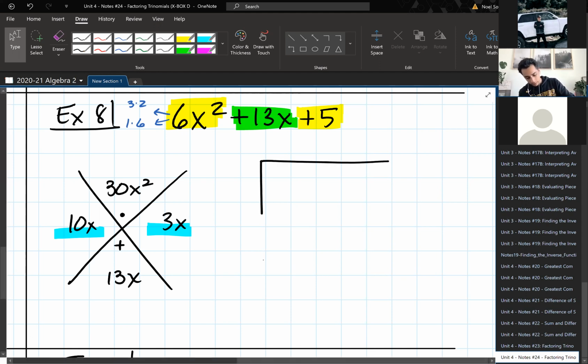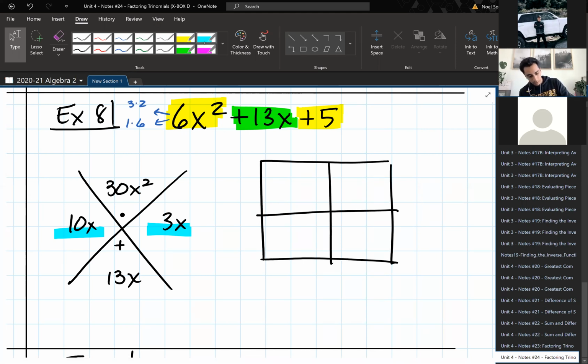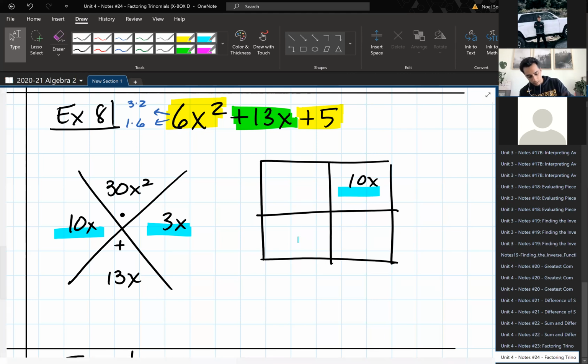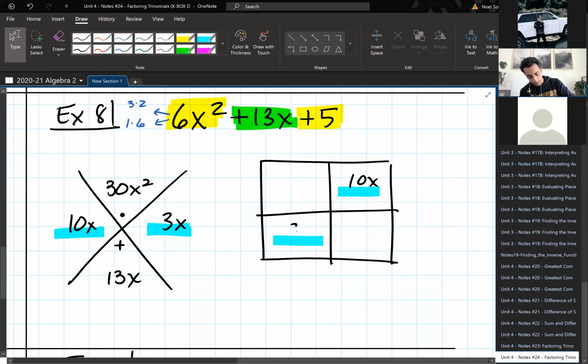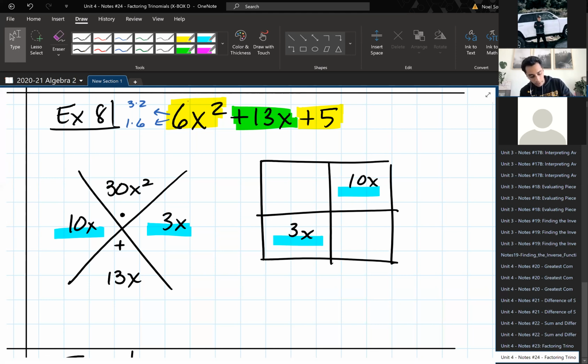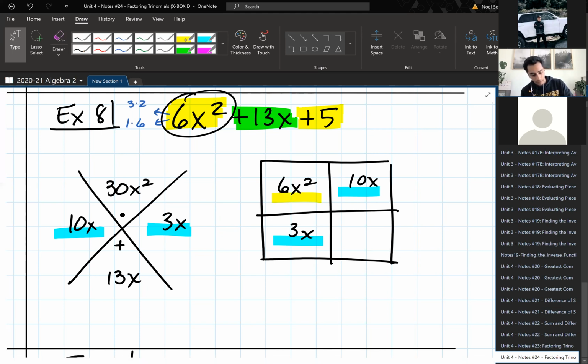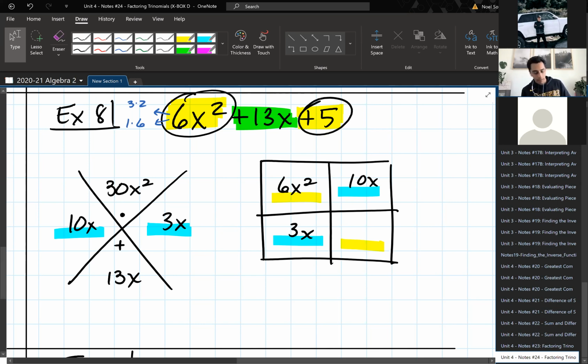So in our box, on the diagonals, we're going to use the 10x, and we're also going to use the 3x. We reuse that leading term, 6x squared, in the top left, and we reuse the constant of 5.